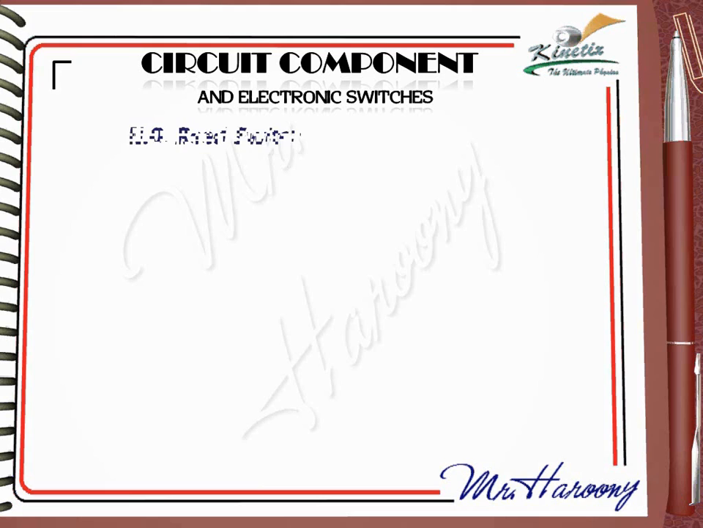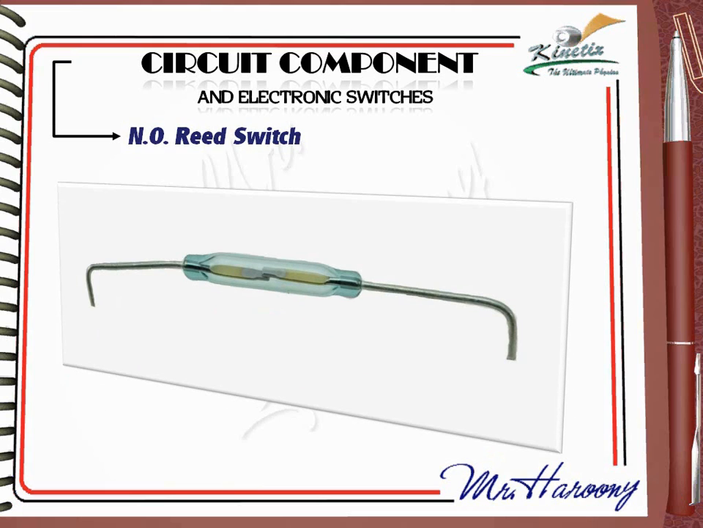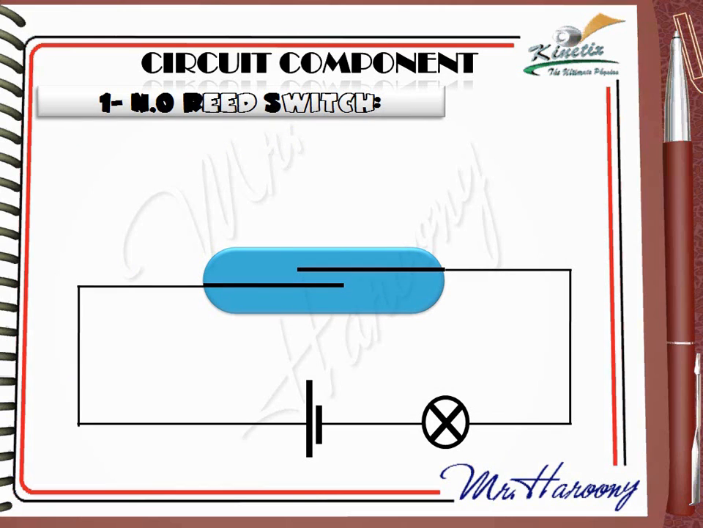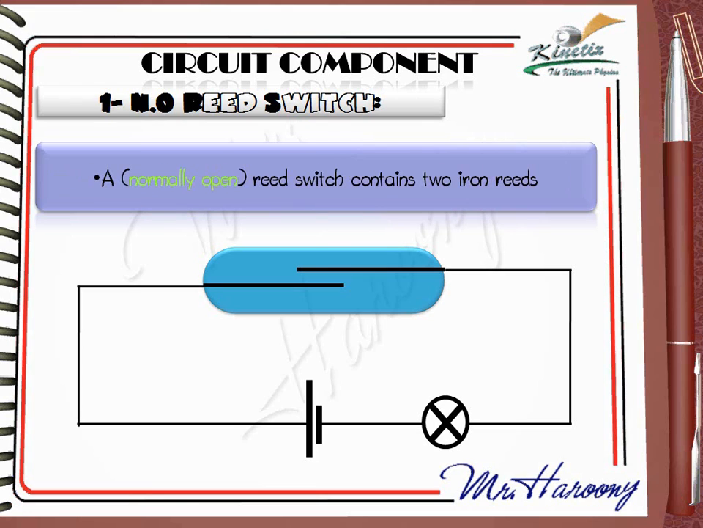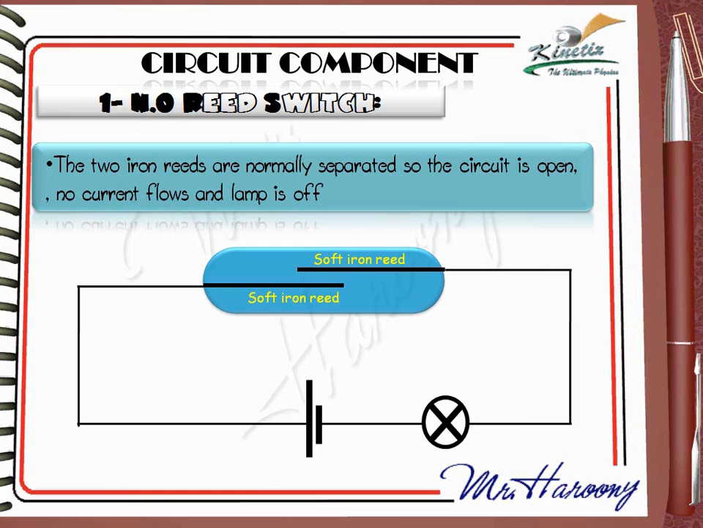The first circuit component is the normally open reed switch. To understand how this switch functions, let us put it in a circuit with a DC battery and a bulb. A normally open reed switch contains 2 iron reeds, specifically soft iron. The 2 iron reeds are normally separated, so the circuit is open, no current flows, and the lamp is off.